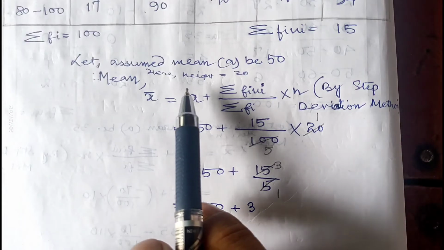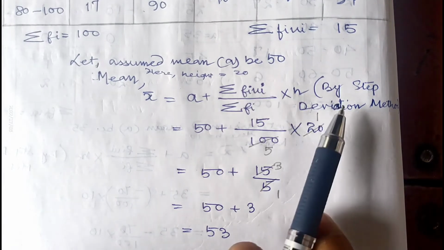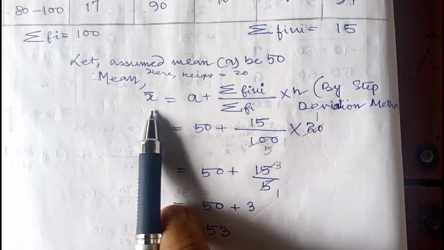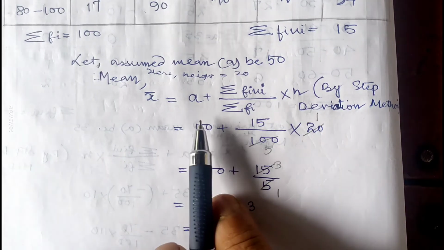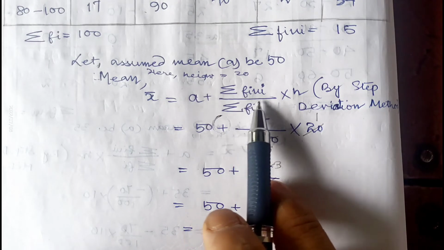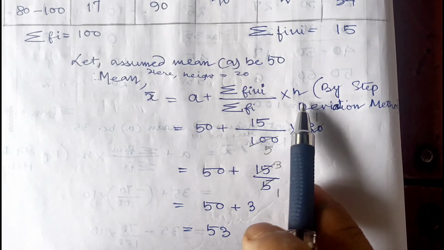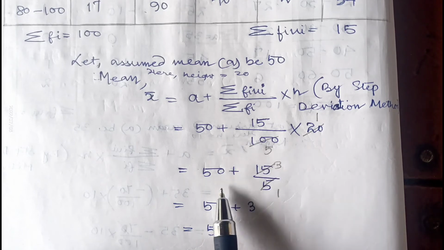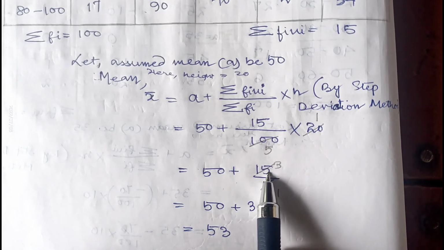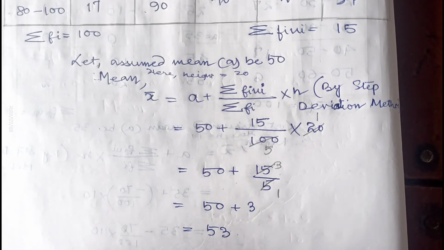In this particular sum, we have considered 50 to be the assumed mean, and the height or class size is 20. According to the step deviation method, the mean formula is x bar equals A plus summation fiui by summation fi into h. Here A is 50 plus summation fiui, which is 15, by summation fi, which is 100, into 20 because class size is 20. 20 and 100 can be cancelled, so it will be 5. So we got 50 plus 15 by 5. 15 divided by 5 is 3. So it is 50 plus 3, which is 53. Therefore, required mean is 53.